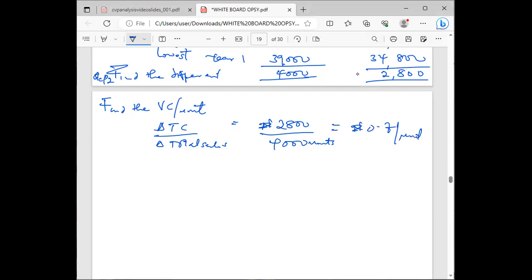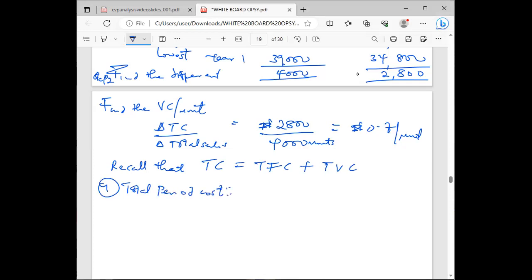Yes. So that means we are able to know what our variable cost per unit is. Then we'll go on to say, recall that total cost is total fixed cost plus total variable cost. We want to go on to calculate our total fixed cost now, based on the requirement there, which is to calculate the total period cost. So 1, total period cost. And this total cost, which is equal to total fixed cost plus total variable cost, I can define it also as y equals a plus b into bracket x.